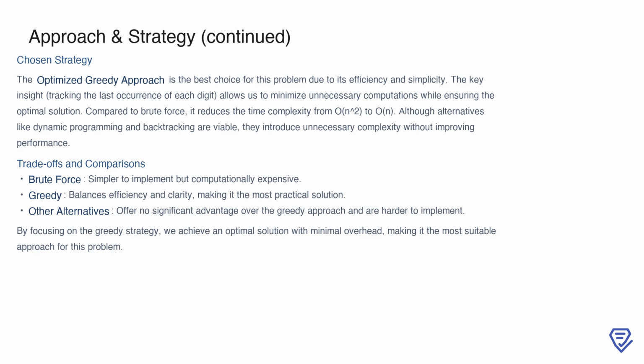Other alternatives, such as dynamic programming and recursive backtracking, offer no significant advantage over the greedy method. In fact, they add unnecessary complexity without improving performance, making them less suitable for this problem. By adopting the greedy strategy, we achieve an optimal solution with minimal overhead, making it the most effective and efficient choice for solving the maximum swap problem.